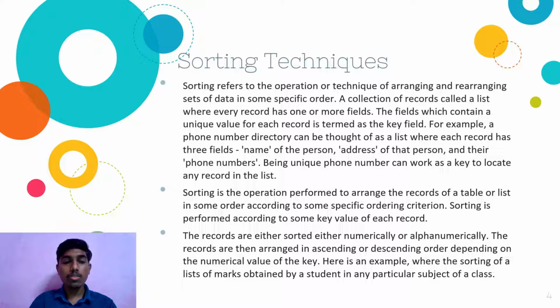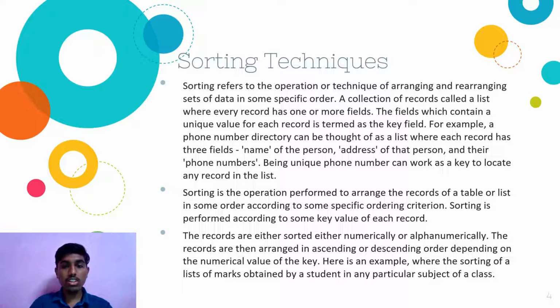For example, a phone number directory can be thought of as a list where each record has three fields: name of the person, address of that person, and their phone numbers. Being unique, the phone number can work as a key to locate any record in the list.